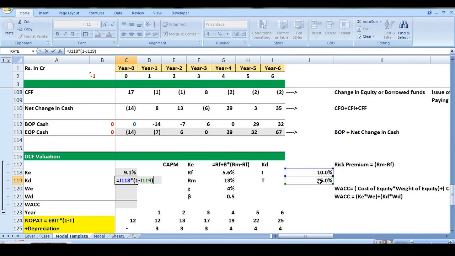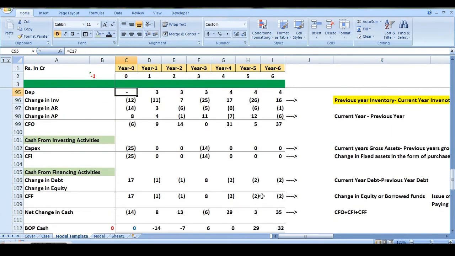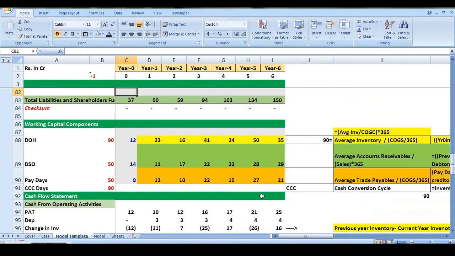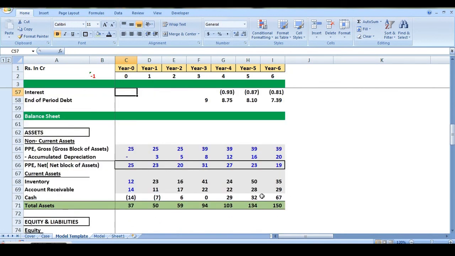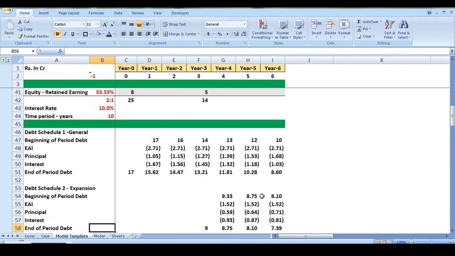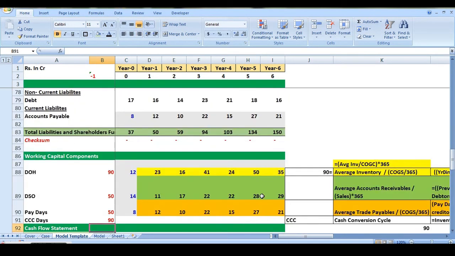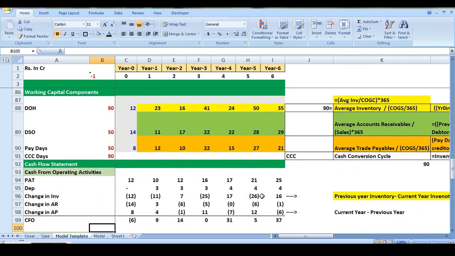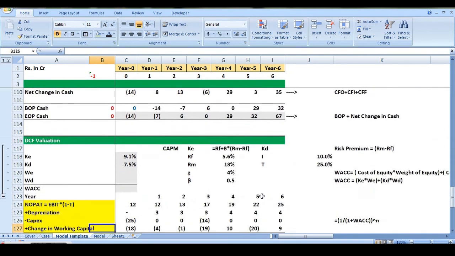Which gives us cost of debt. Now weight of equity and debt we have already calculated. Weight of equity is 33% and weight of debt is 66.67%. Now I forgot to link it, so I go back and link it.